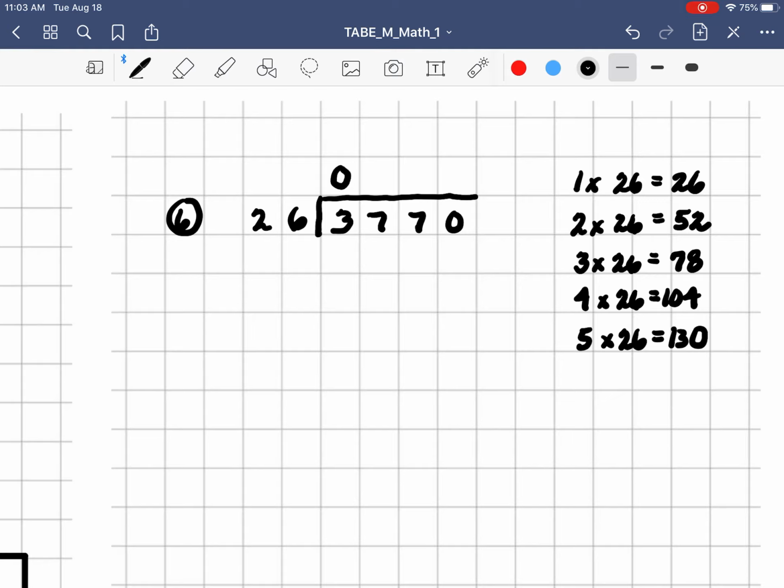26 into 3 cannot happen. 26 into 37 definitely can happen. It would be right in there, so we're going to go with the 1. So 7 minus 6 and 3 minus 2. Bring down your 7. 26 into 117. It's going to be right in there, so let's go the one lower, that's the 4. And 4 times 26 is 104.